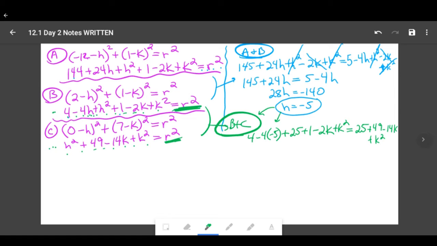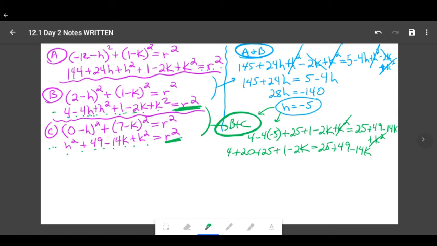So all I did was I plugged in the negative 5 into both equations B and C, and I set them equal to each other because they both equaled r squared. That's just substitution like you learned in Algebra 1 class. Okay? So now, if I clean things up a little bit, I have 4 plus 20 plus 25 plus 1 minus 2k. One thing I noticed is they both have a k squared on both sides, so I might as well get rid of that right now, right? Knock that guy out. Equals 25 plus 49 minus 14k.